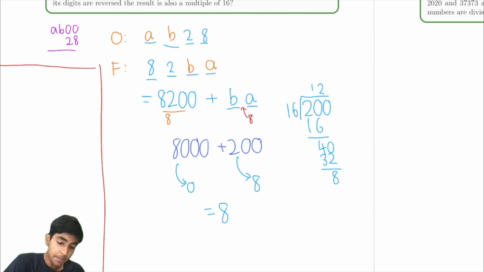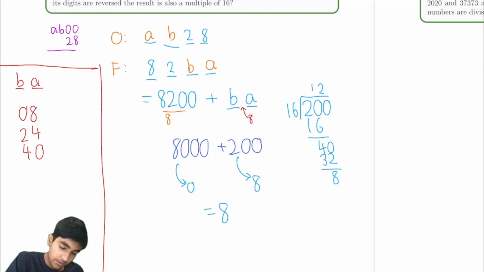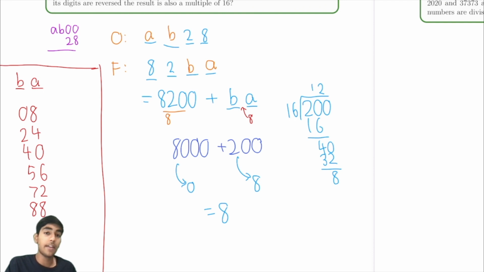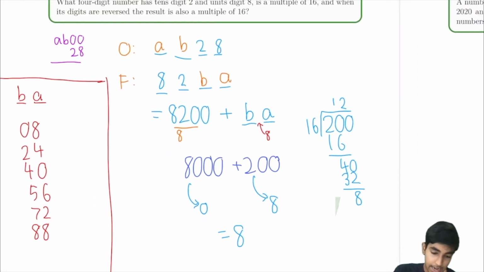So there's not going to be that many possibilities, so let's just write them all out. They can be 0, 8. That of course works. And it could also be 24, plus 16 is 40, plus 16 is 56, plus 16 is 72, and 88. And nothing else works beyond that. It's bigger than 100, so it's not 2 digits anymore. So these are our only possibilities for BA.